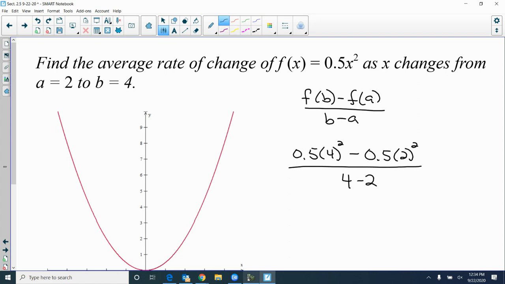Good. Riley, what'd you end up with? 3 is the final answer, because 4 squared is 16, half of that is 8. 2 squared is 4, half of that is 2. 8 minus 2 is 6. 6 divided by 2 is 3.